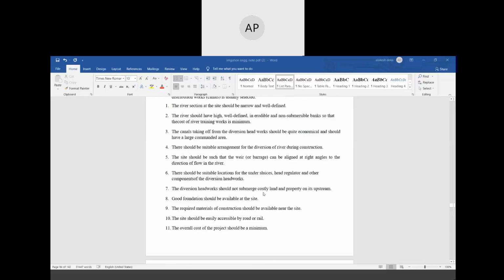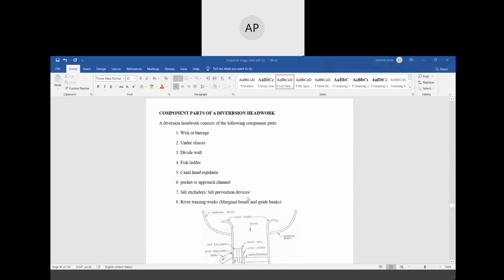And diversion headworks should not submerge costly land and property on the upstream. Good foundation should be available at the site. The required material of construction should be available near the site. The site should be easily accessible by road or rail. The overall cost of the project should be minimal.